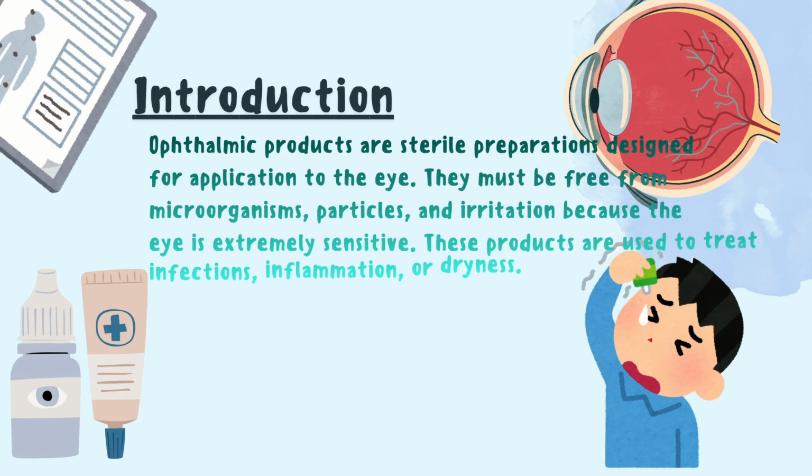So, what is an ophthalmic product? They are sterile preparations designed for application to the eye. They must be free from microorganisms, particles, and irritation because the eye is an extremely sensitive part. These products are used to treat infection, inflammation, or dryness of our eye.